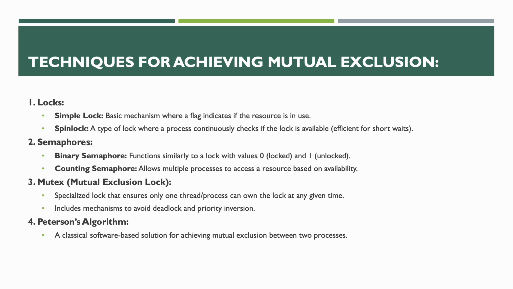Okay, some techniques for achieving mutual exclusion. In order to maintain data consistency and prevent race conditions, operating systems implement various mutual exclusion techniques to regulate access to shared resources. These techniques ensure that only one process accesses a critical section at a time. First of all, locks. Locks are basic mechanisms that restrict access to shared resources. We have two types of lock: simple lock and spin lock.